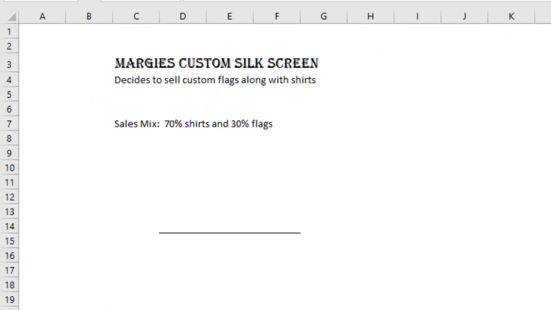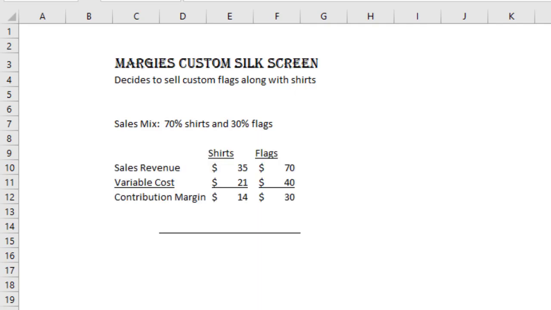Margie has decided that in addition to selling t-shirts, she wants to sell custom silkscreen flags. She heard it's a thing now, and she wanted to get in on that. So she figures her sales mix is going to be 70% shirts and 30% flags. Let's look at a quick income statement.